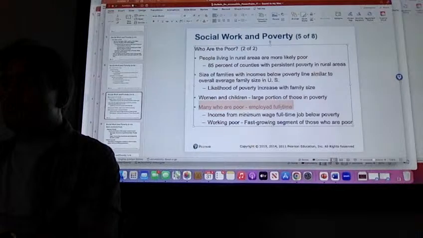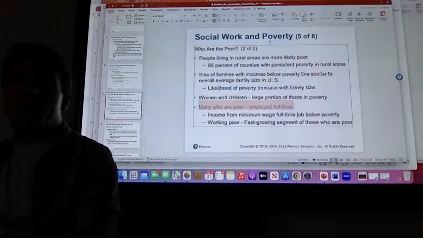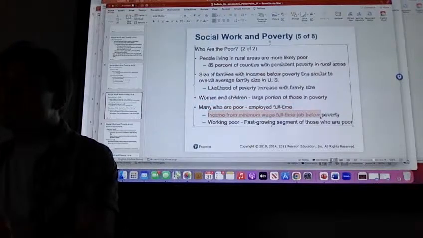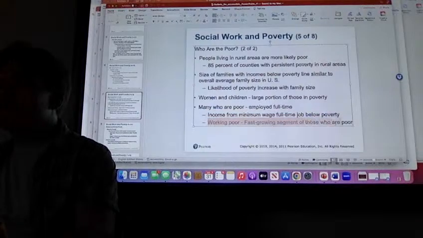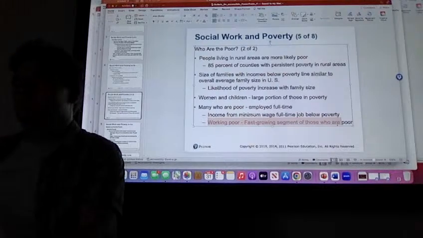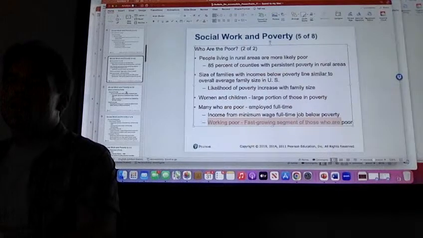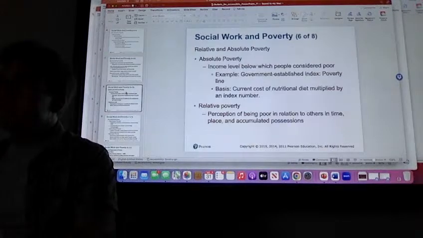Many who are poor are employed full time. So it's not that you're not working, you could be employed full time. Income from a minimum wage full time job could be below poverty. The working poor is the fastest growing segment of those who are poor. So you could work. I personally have 3 jobs. Last year, I paid taxes on either 6 or 7 jobs. It's just, with inflation, it gets harder and harder. With more kids, it gets harder. Inflation has been real bad, though.